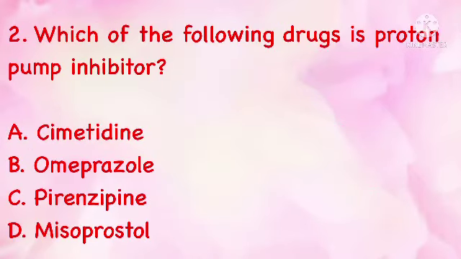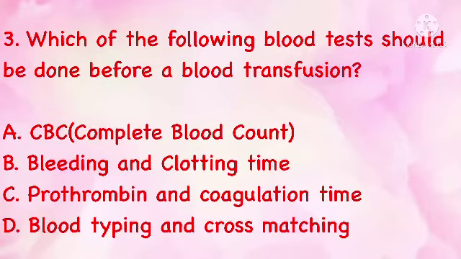Which of the following drugs is a proton pump inhibitor? Cimetidine, omeprazole, pirenzepine, misoprostol. Correct answer is B. Omeprazole. Which of the following blood tests should be done before a blood transfusion? CBC, bleeding and clotting time, prothrombin and coagulation time, blood typing and cross matching. The correct answer is D. Blood typing and cross matching.